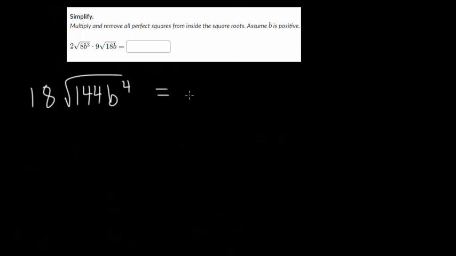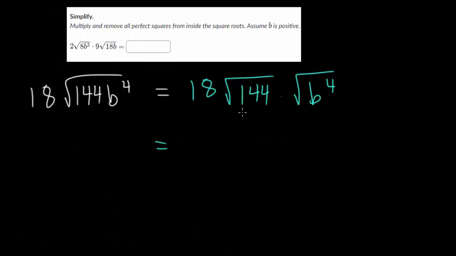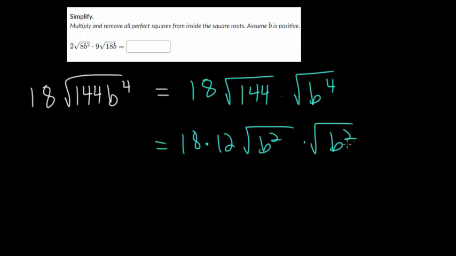Now, we can actually simplify this one pretty quick, since we can break it up into the square root of 144 times the square root of b to the fourth. And root 144, that square root is 12. So you just get 18 times 12. And then the square root of b to the fourth, we'll just break it up into b squared times the square root of b squared, since each of these is just b. The square root of your variable squared just comes out to be the absolute value of that variable, but we always assume b is positive.